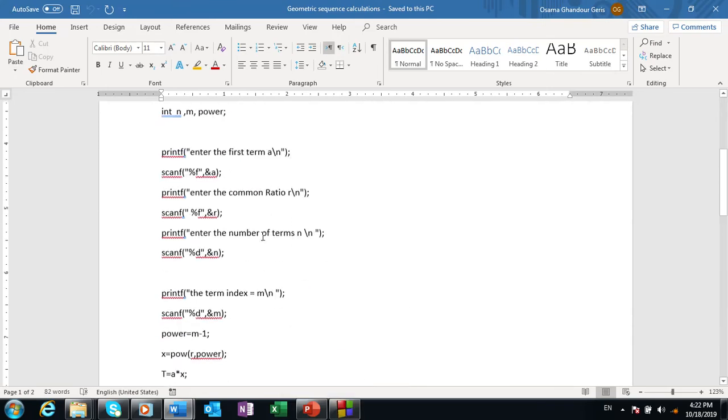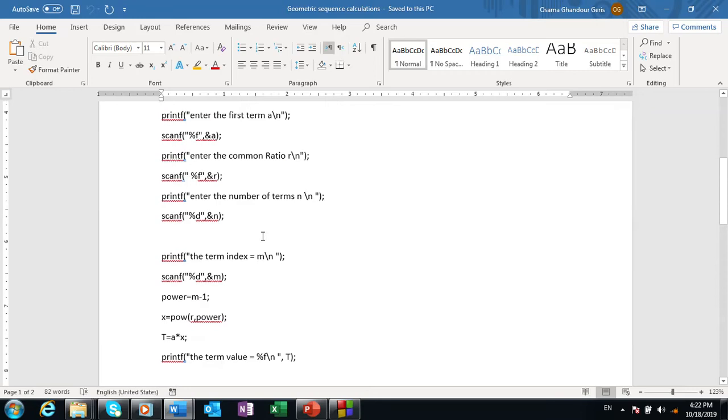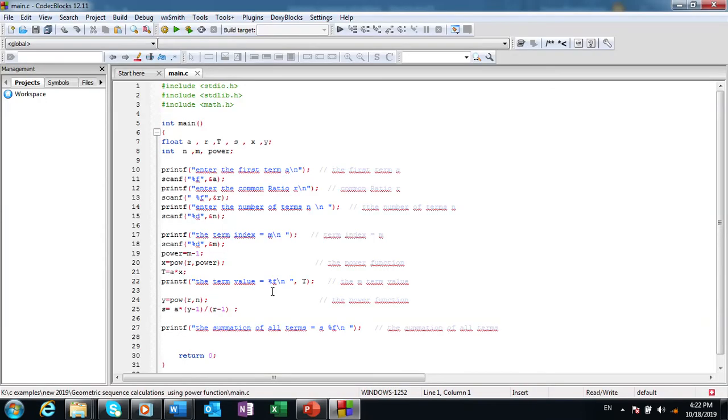And this is the code I wrote, and I developed and examined it and debugged it, and it's okay now with Code::Blocks. Okay, we have a main function, and inside this main function I define the variables which are float, and the other variables n, m, and power, which are integers. This integer value is the total number of the terms. This is the index of any one term, and this is power for calculating the exponential function.